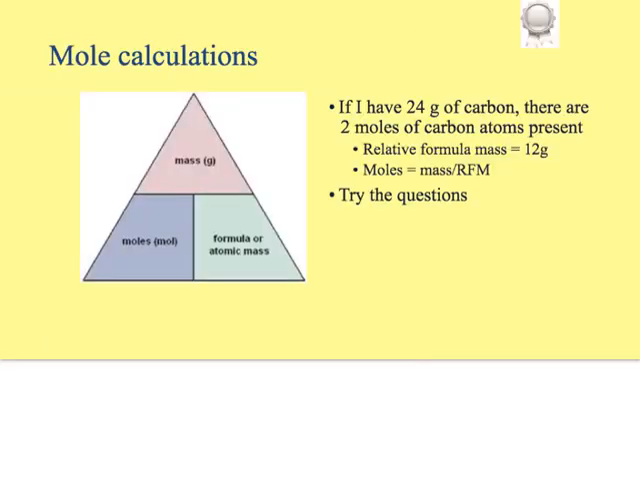So we have a formula triangle to help you with this. It's the way that we relate mass, moles, and formula or atomic mass. Remembering how you use one of these formula triangles, if I'm trying to calculate the mass, my mass will equal my number of moles multiplied by my relative formula mass, which is what I was just doing there, adding up the numbers from the periodic table.